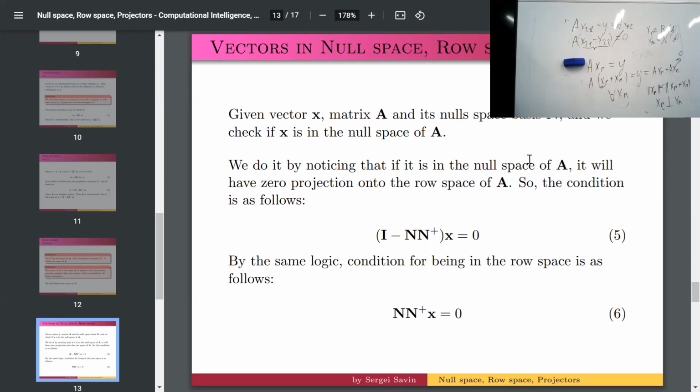Okay, this is the projector onto the... wait. Okay, sorry, I should read my own slides.